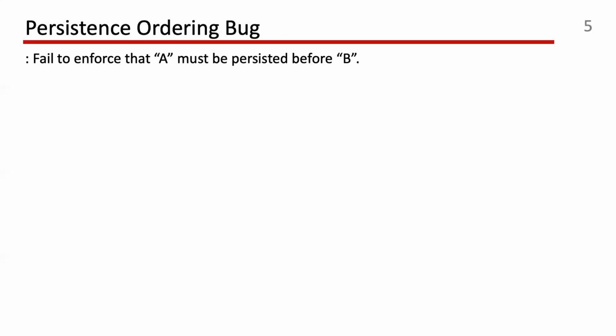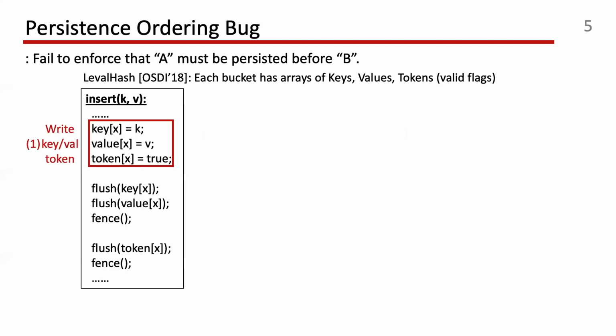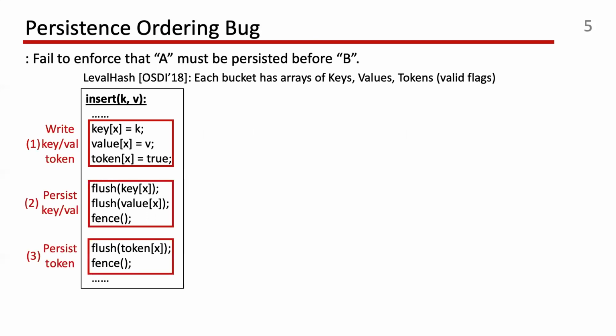The persistence ordering bug is caused by incorrect persistence order. I will use a real example to illustrate it. The bug comes from a persistent hash table called Level Hashing from OSDI 18. For each key value pair, it has a valid flag called token in the persistent hash table. If you look at the insert code here, it writes key, value, and a token, and then calls flush and fence. It looks correct. It persists the writes in the same order as the writes happened.